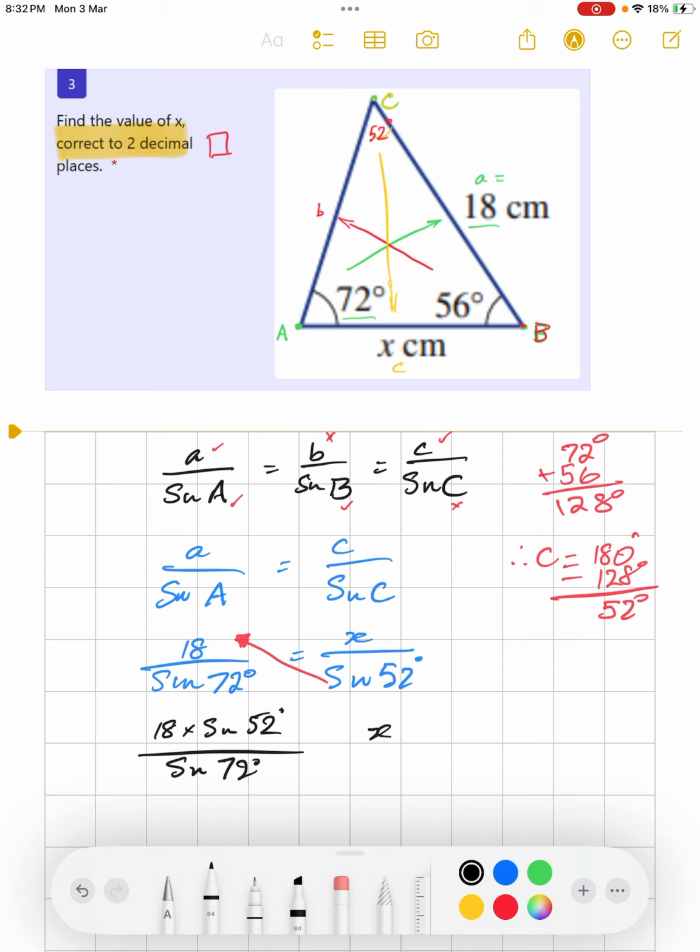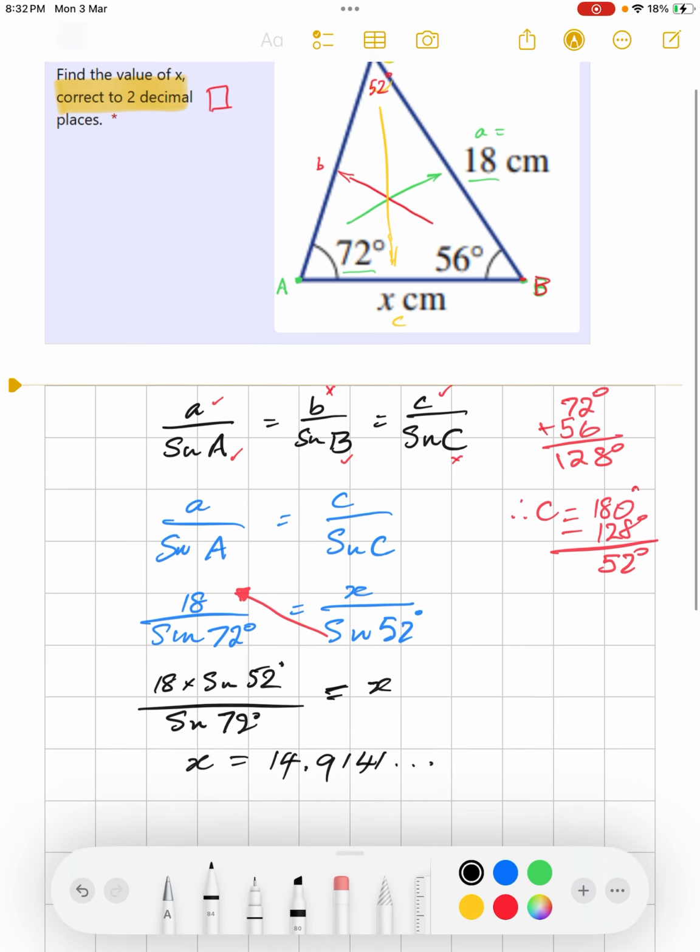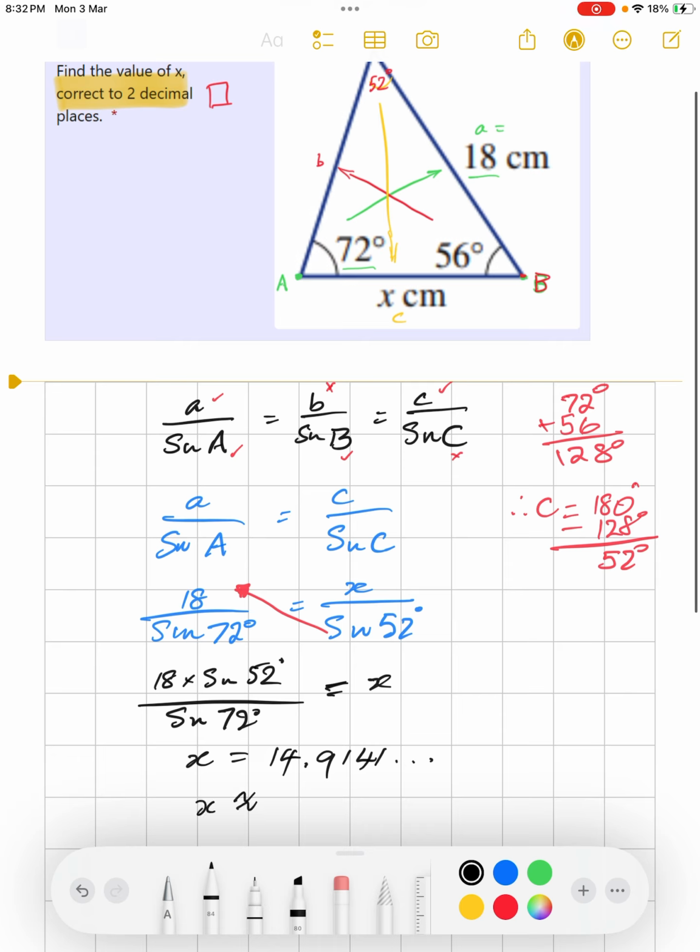And we pick up our calculator and we work that out. So we've got 18 times sine of 52 divided by sine of 72. And that will equal x equals 14.9141, and so on. We want 2 decimal places. So let's put x is approximately 14.91 centimeters, and that's to 2 decimal places.